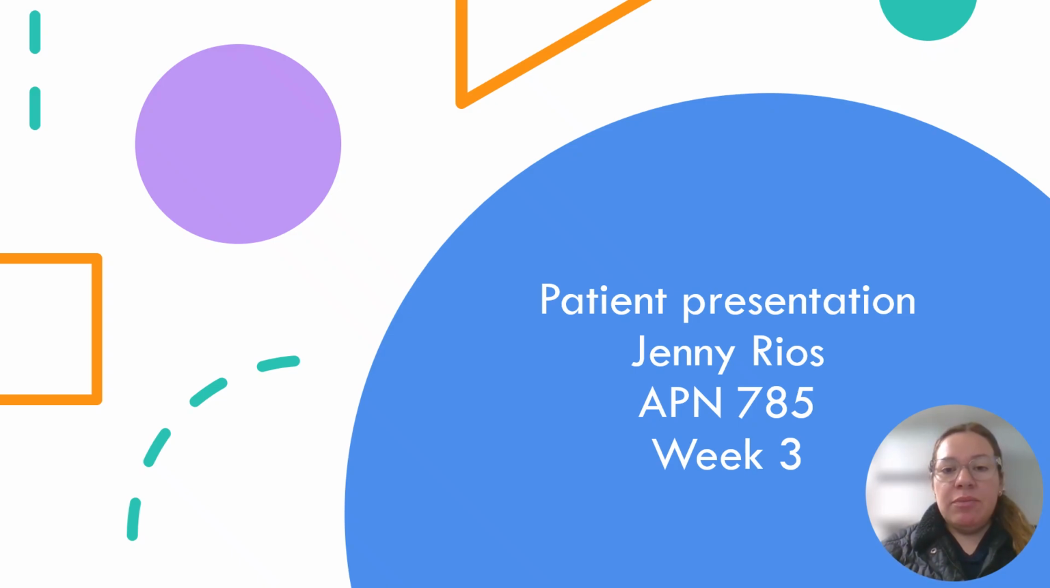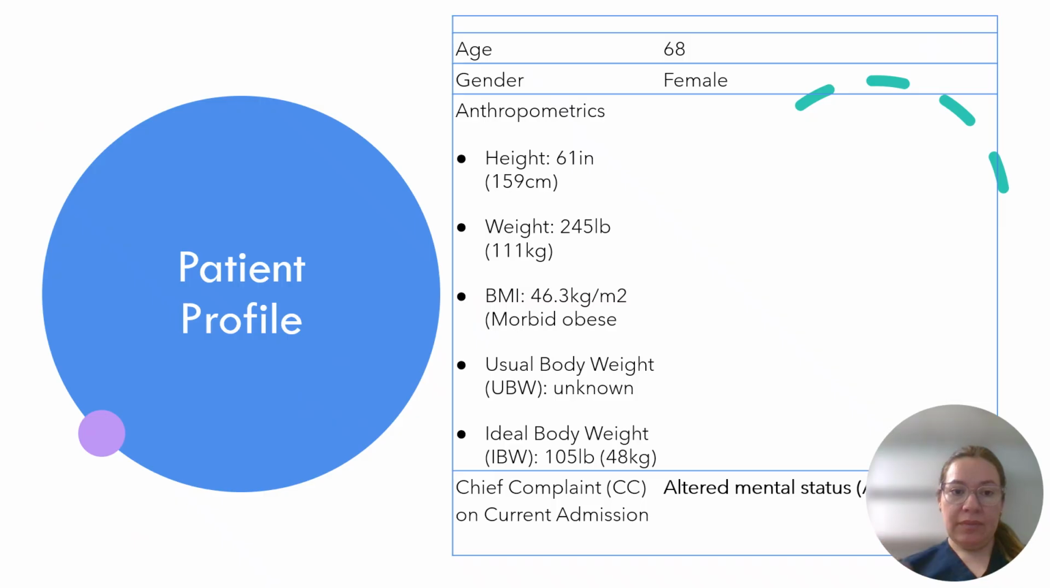This is my patient presentation for week 3 of the course Sapien 785. The profile of this patient: she's a female, 60 years old, her height is 61 inches, her weight is 245 pounds, which based on the BMI is 46.3, which is considered morbid obese. We don't know the usual body weight of this patient, and her ideal body weight is 105 pounds. The chief complaint for admission was altered mental status.